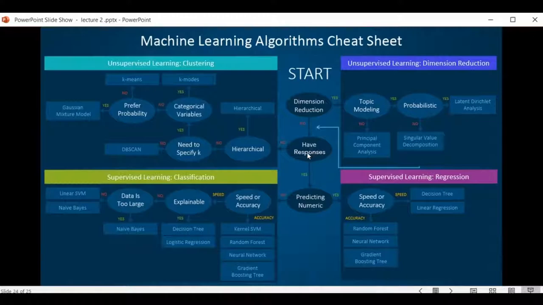If you have responses, i.e. if you have training data, you can go down into this branch, and you can decide based on whether you want to do classification or regression, and based on accuracy and explainability and how much data you have, you can basically make decisions on what each algorithm is good at in each case.